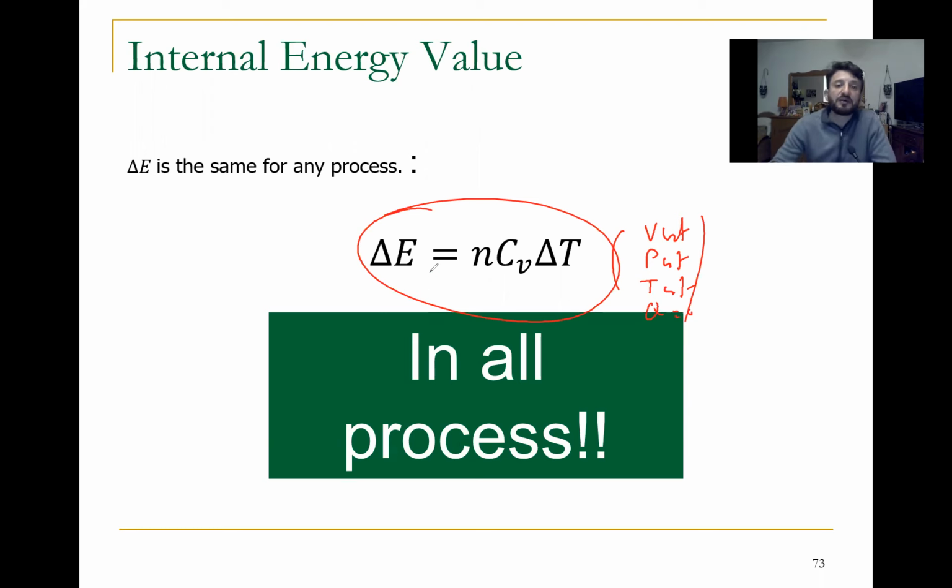And as you see here, delta E is directly proportional to delta T. Any change of delta T gives a change of delta E. If delta T equals 0, then delta E equals 0.